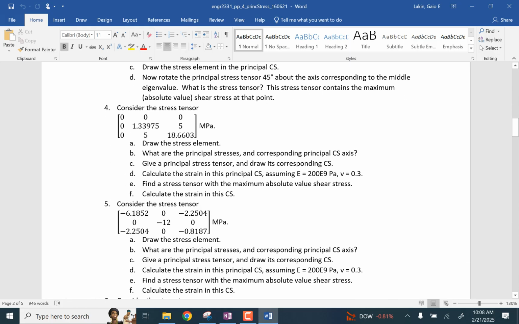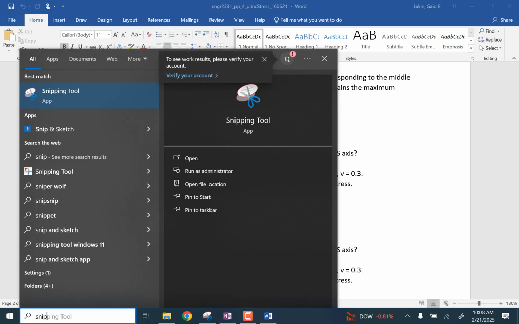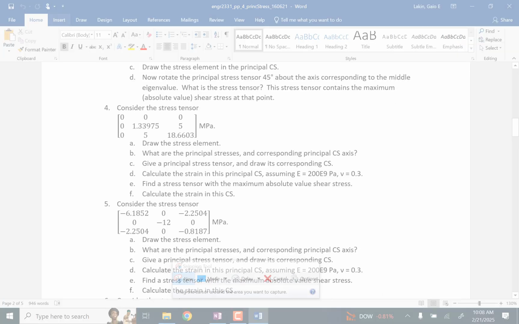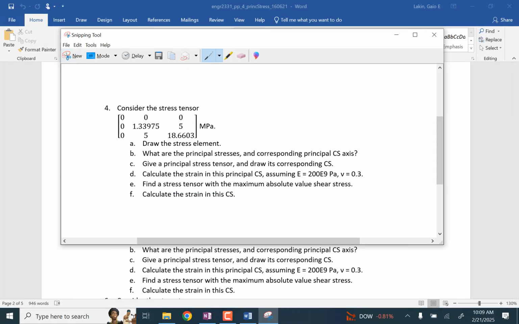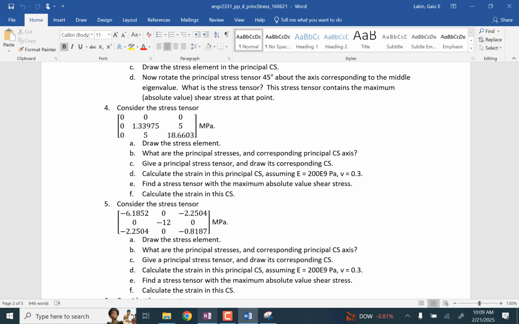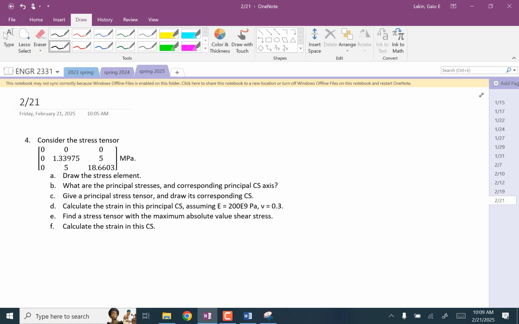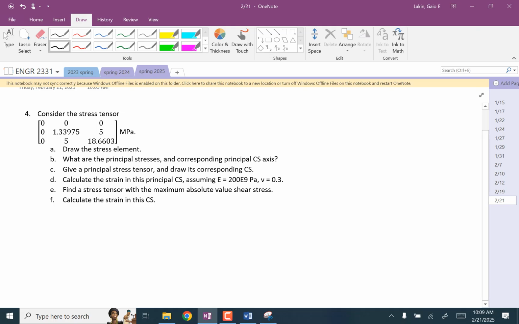Okay, so we have this stress tensor. So yeah, I get to part C, and then I get confused about the corresponding coordinate system, and kind of what that means. All right, so draw the stress element. What are the principal stresses? So we have to do those to get this.